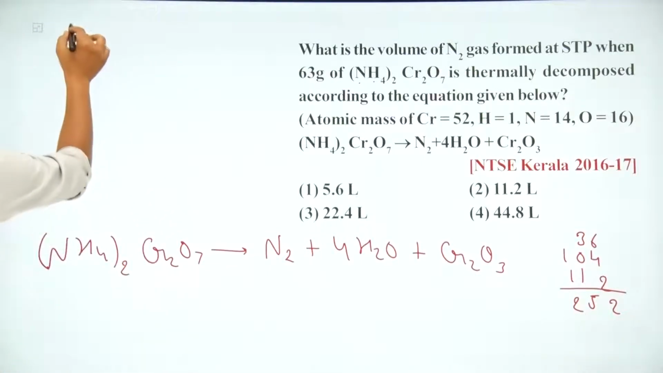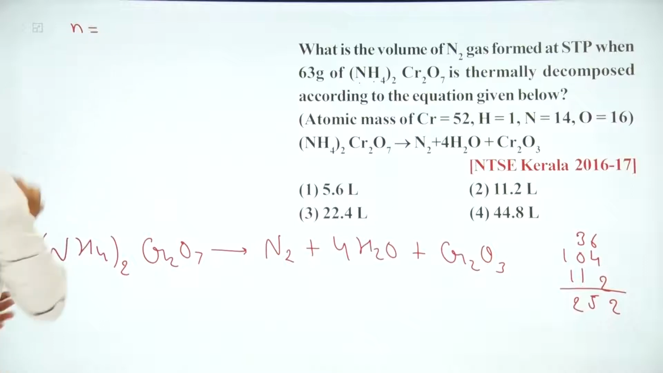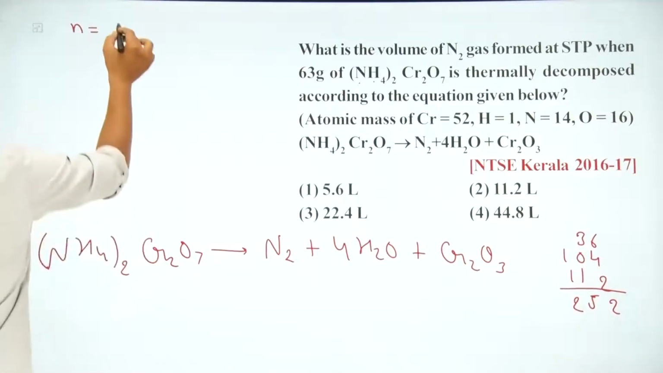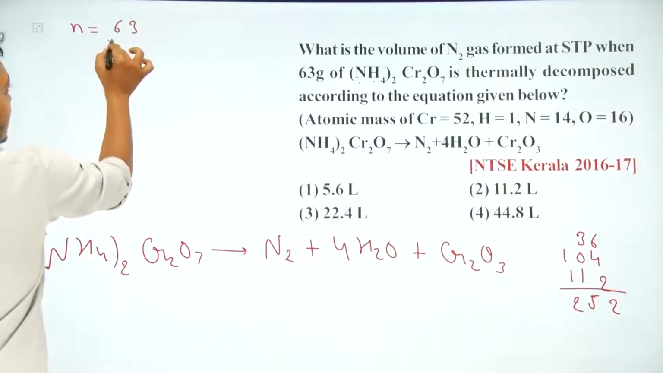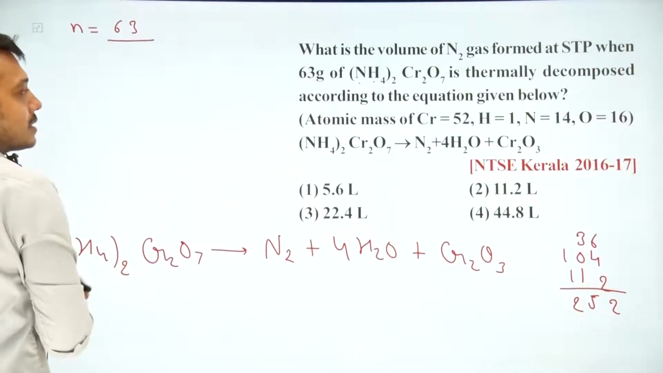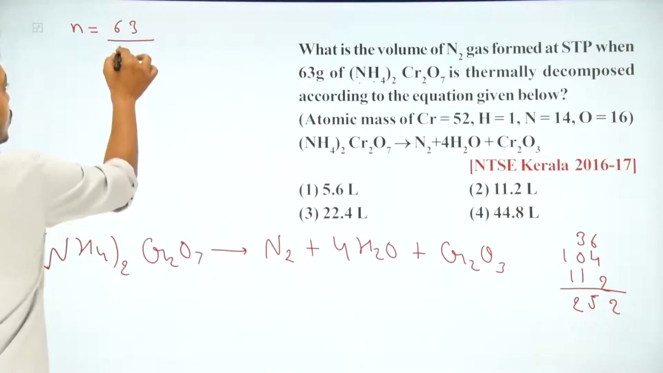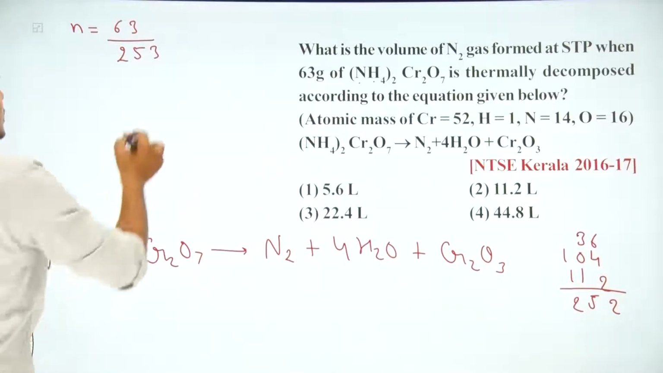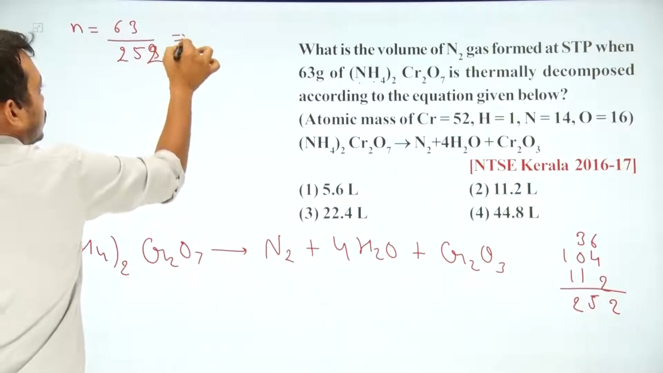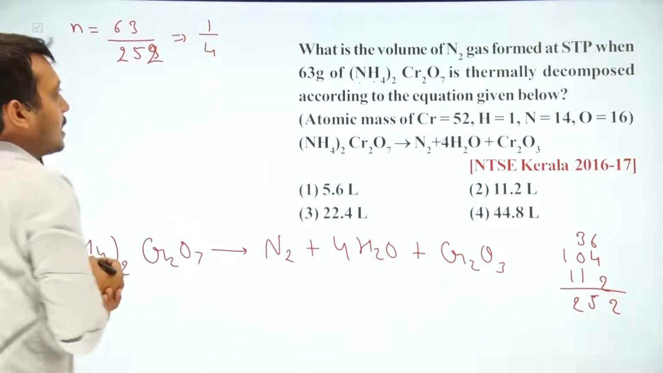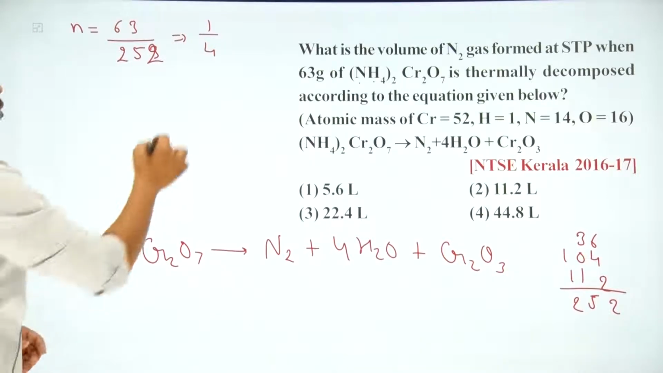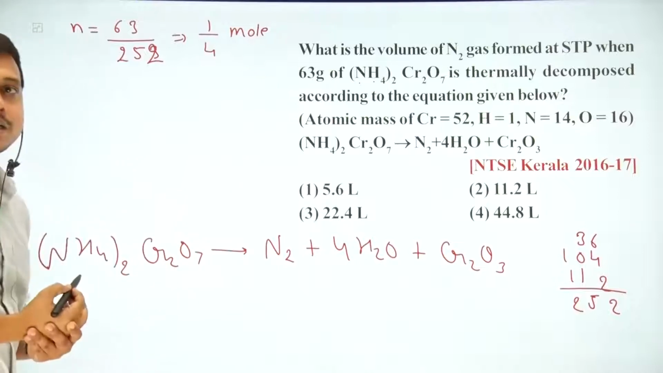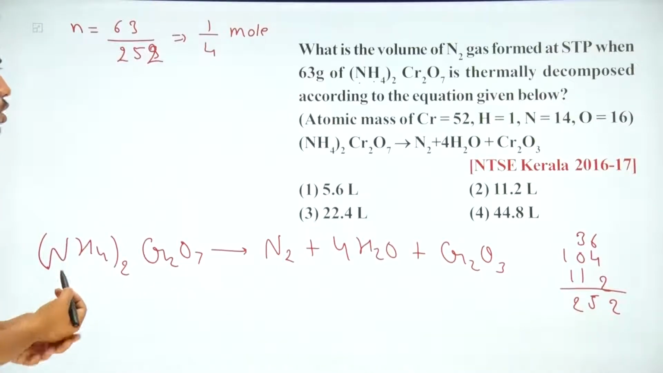Let's calculate the number of moles. The formula of number of moles is given mass upon molar mass. So the given mass is 63 and the molar mass is 252. Clear? When we solve this, 1 by 4 comes out. So basically 1 by 4 moles of ammonium dichromate is given in the question.